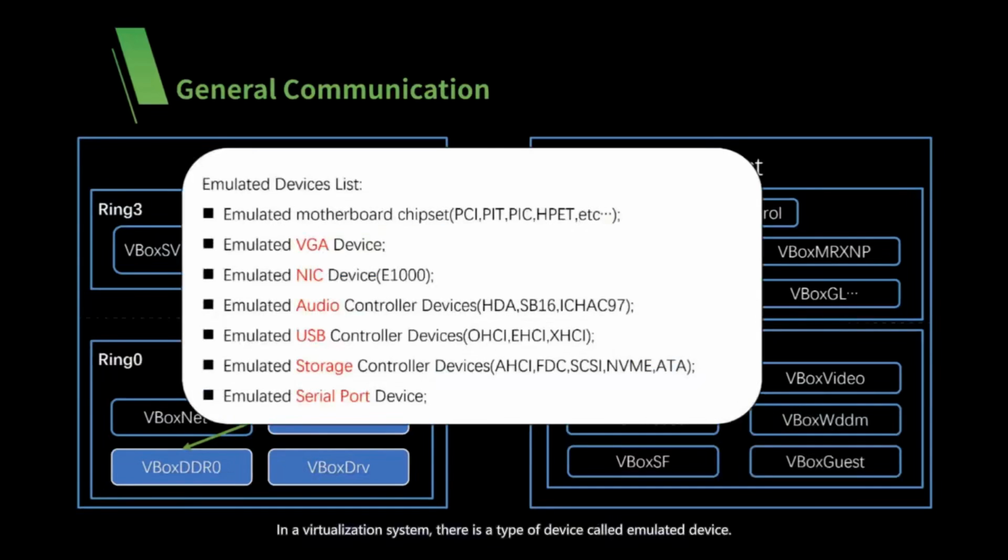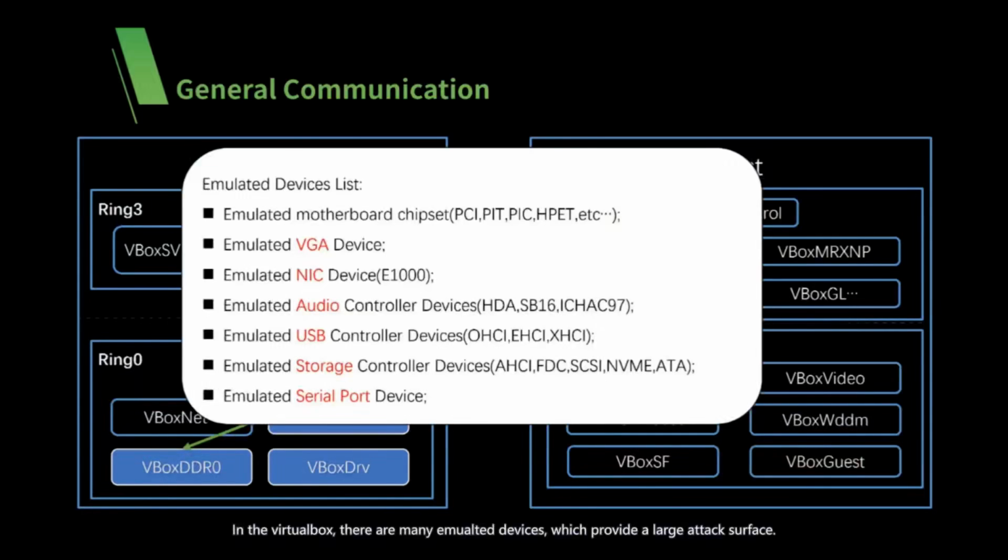In a virtualization system, there is a type of device called an emulated device, because the device imitates the real hardware device. Since real devices usually use general communication with system software, in a virtualization system, general communication is usually implemented by emulated devices.